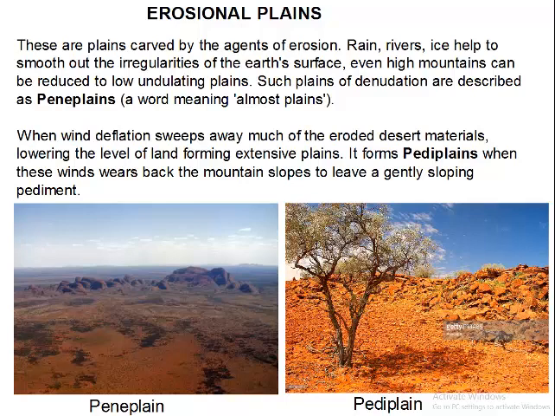So with peneplains and pediplains, it is the kind of agent that is forming it that determines whether it will be known as a pediplain or a peneplain. With peneplain, it can be water, rivers, or ice. But with pediplain, it is only formed as a result of wind.